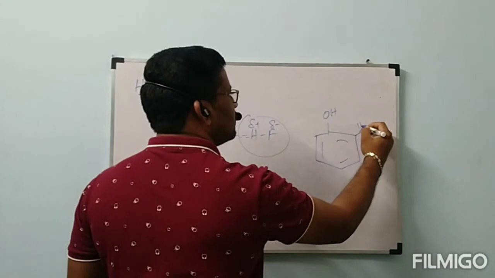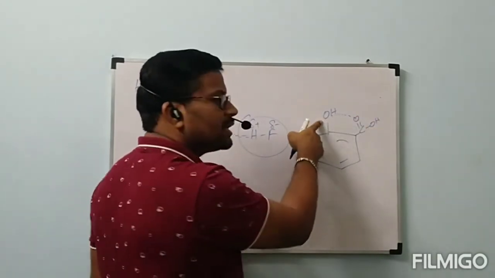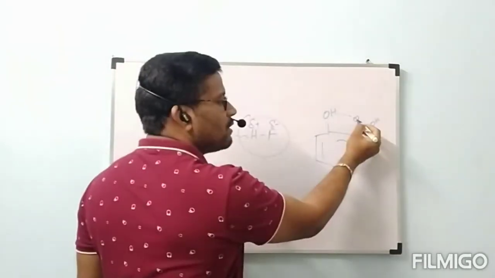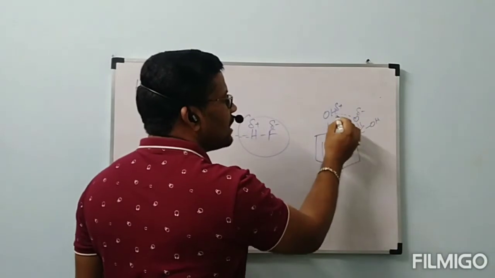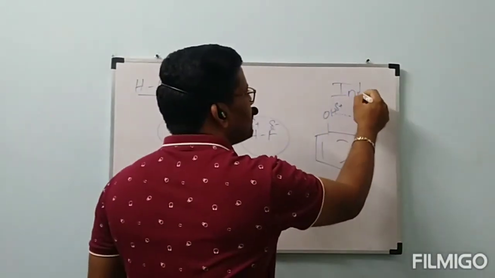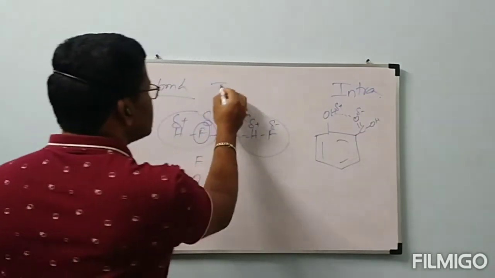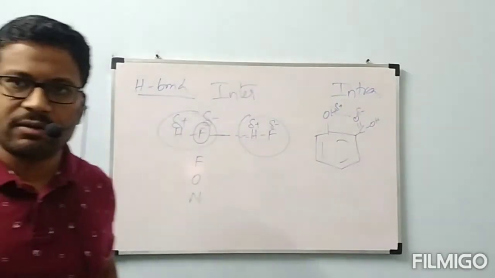salicylic acid. Hydrogen is bonded to highly electronegative atom oxygen, and here we have oxygen. Between these two, delta plus, delta minus, we have an attraction force. This is intramolecular hydrogen bond and this is intermolecular hydrogen bond. These are the two types of hydrogen bonds.